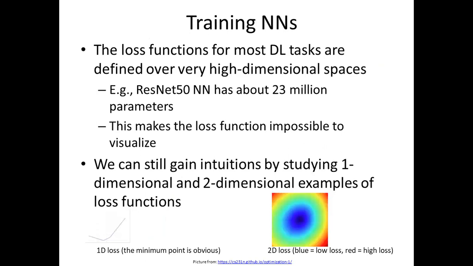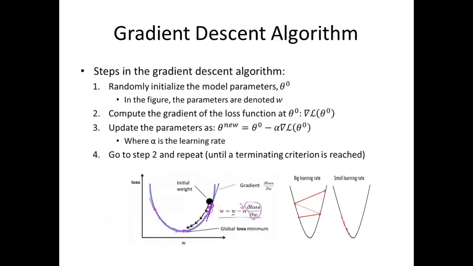So the loss function for the DL tasks are defined over a high dimensional space. So this makes the loss function impossible to visualize. So we can still gain intuition by studying one-dimensional or two-dimensional examples of the loss function.